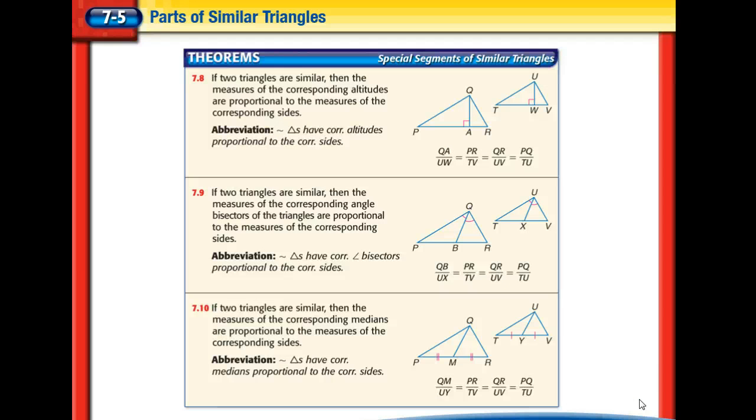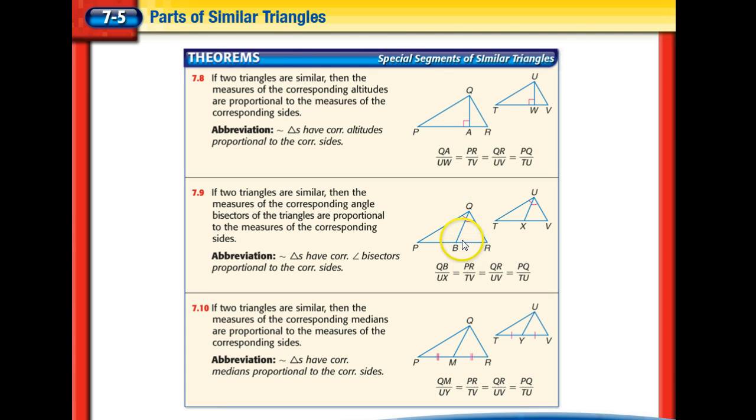Okay, here's a whole lot more math talk, but again, the idea is the same, that all these fancy parts that they're talking about are proportional if we have similar triangles. So this piece here that they're drawing from one angle to the opposite side and it makes a right angle is called an altitude. It's one way to find the height of a triangle if you're working on formulas for area or anything like that. So this is called an altitude. And if we know that these two triangles are similar, these altitudes are proportional to each other.